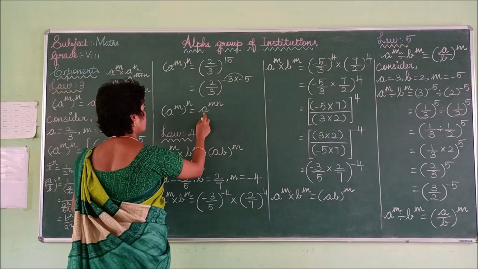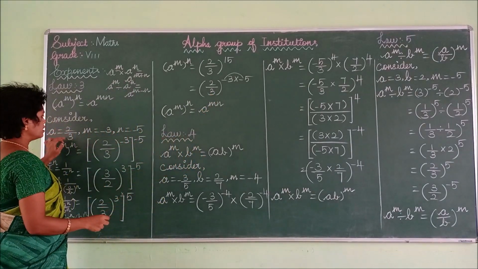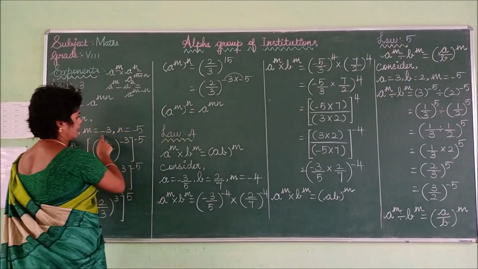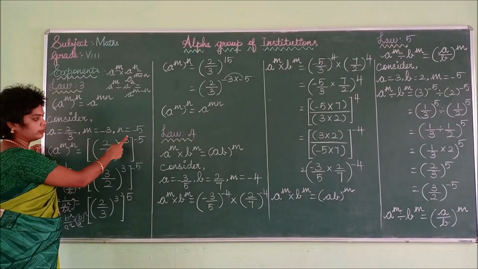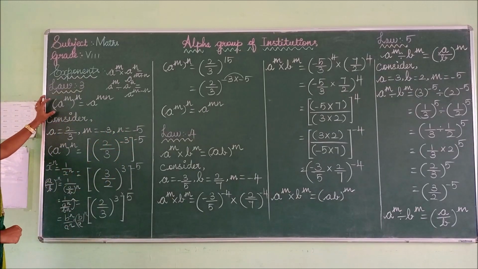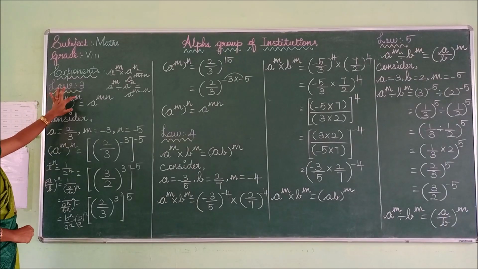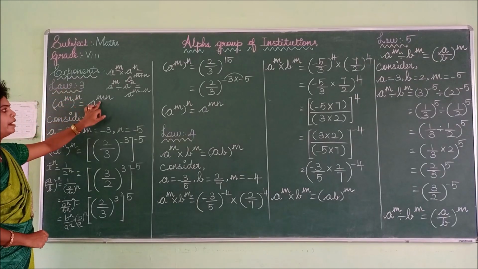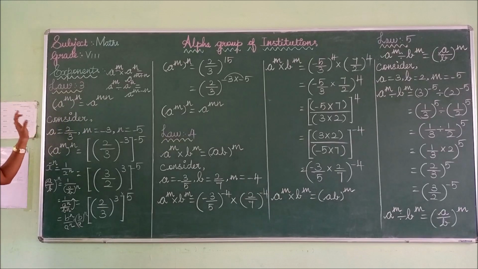So which is in the form of, this is a, 2 by 3, whole power m into n, where m into n is minus 3 into minus 5. So listen to this carefully. A power m the whole power n is equal to a power mn. This is what we are going to verify, whether it is equal or not.